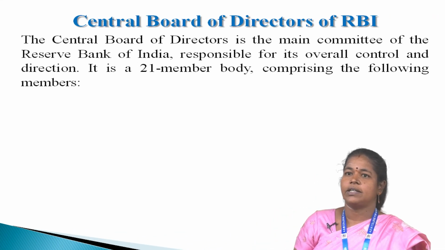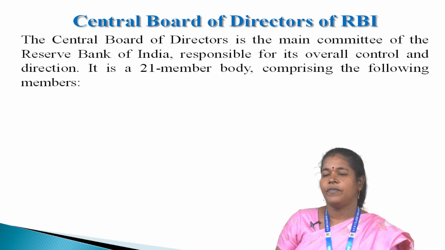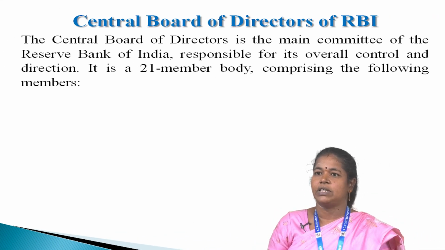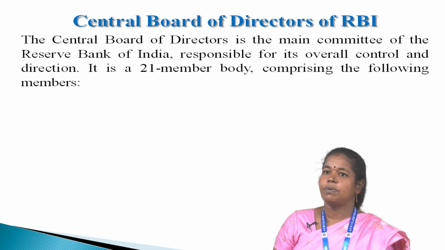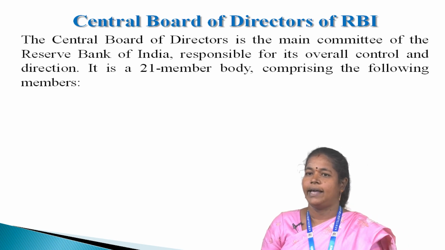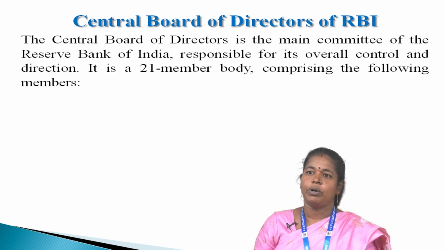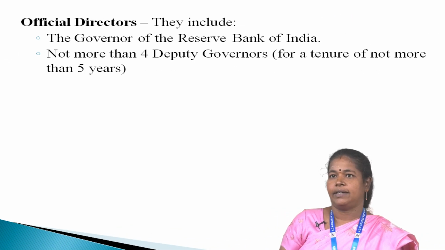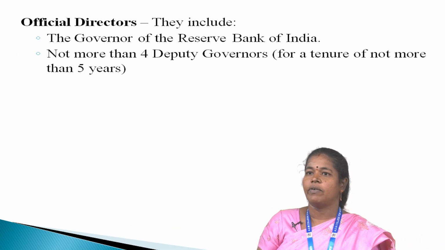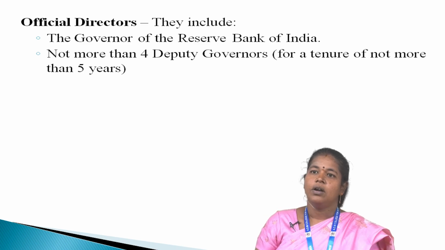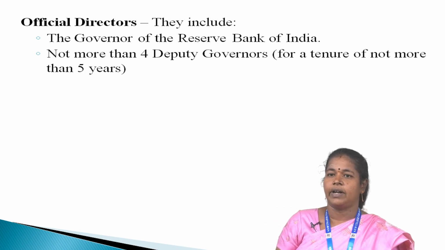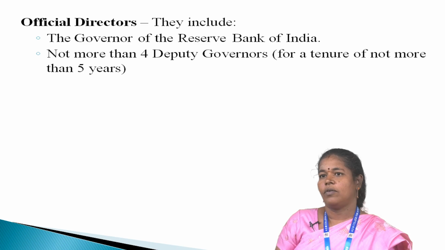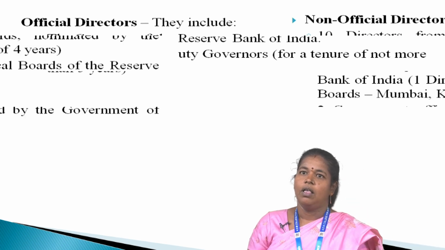The Central Board of Directors of RBI. The Central Board of Directors is the main committee of the Reserve Bank of India, responsible for its overall control and directions. It is a 21-member body comprising the following members. Official directors: they include the Governor of the Reserve Bank of India and not more than 4 Deputy Governors, for a tenure of not more than 5 years.